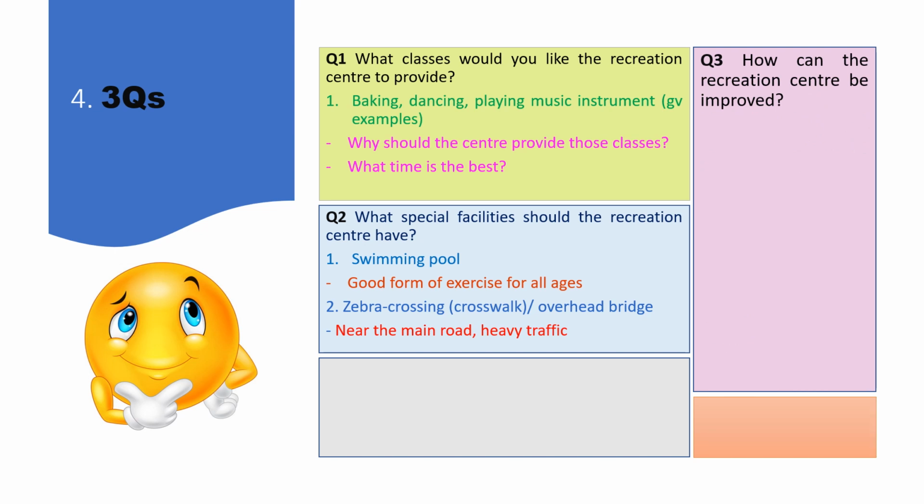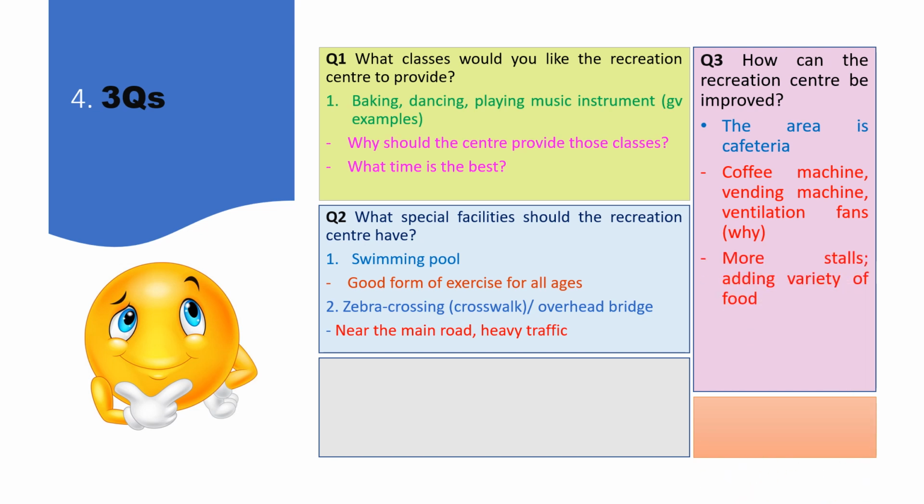Question 3. How can the recreation center be improved? Suggested answer, the area is cafeteria. There are coffee machine, vending machine, ventilation fans, and stable Wi-Fi. You can add more stalls by adding variety of food. Hire cleaners to ensure cleanliness of the area.